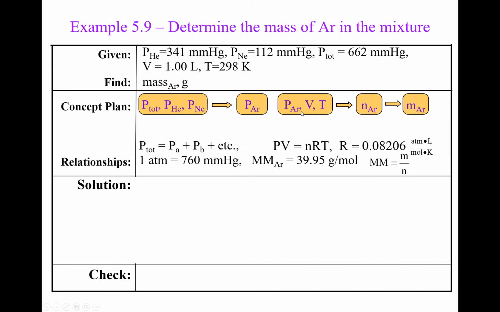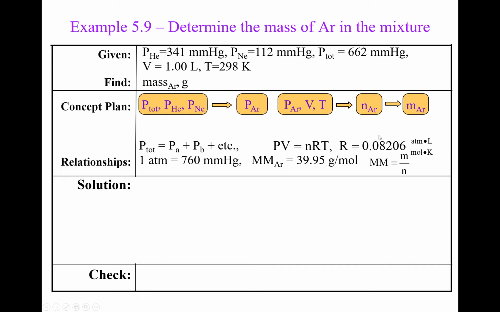Once we have that gas pressure, we know the volume and the temperature, so we can use the ideal gas law to get to the number of moles. Then, since we know the molar mass, we can get to the mass of the argon that's there. Whenever you're looking for mass, think about the molar mass. To find mass, you have to know the number of moles.